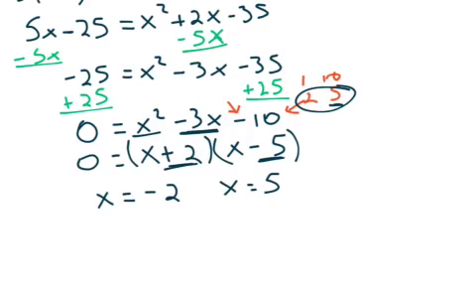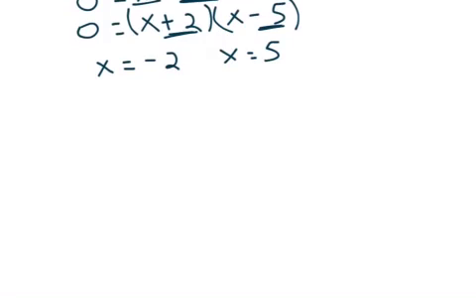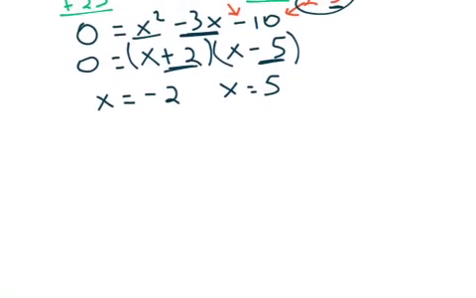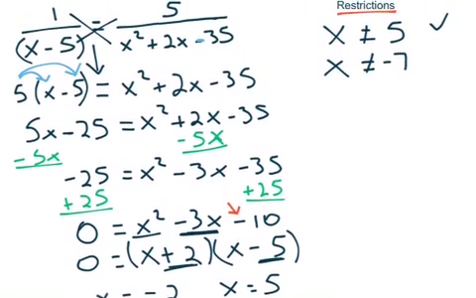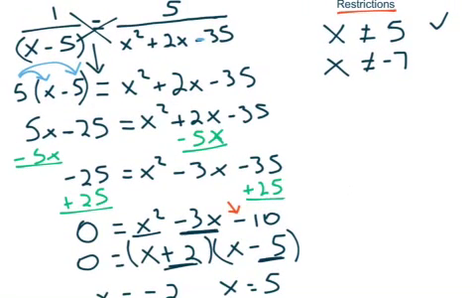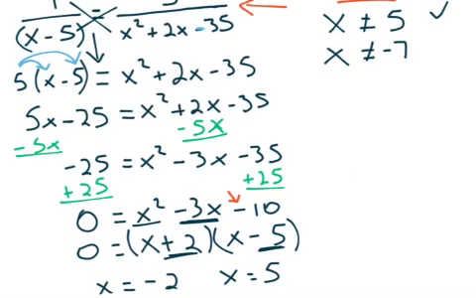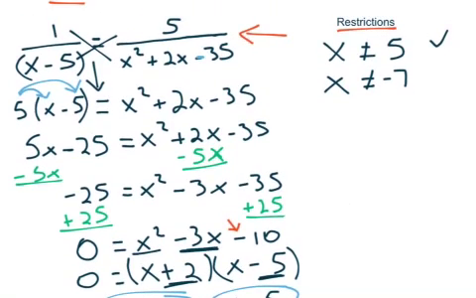Okay, so now we're going to do our check. Let's see, what was my original equation? Okay, I'm going to shift gears. I'm going to move this back up here. Here's my original equation there. Now, notice that I have solutions of x equals negative 2 and x equals 5. What do you notice, though, about my restrictions?